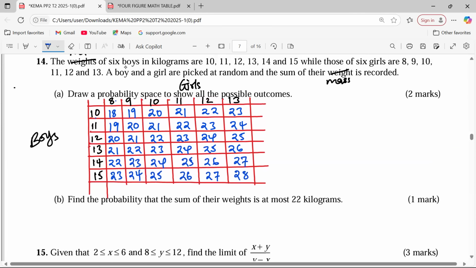So we have all the possible additions now here. All possible additions. Total of 36 possible outcomes in blue. So the outcomes are in blue that way.